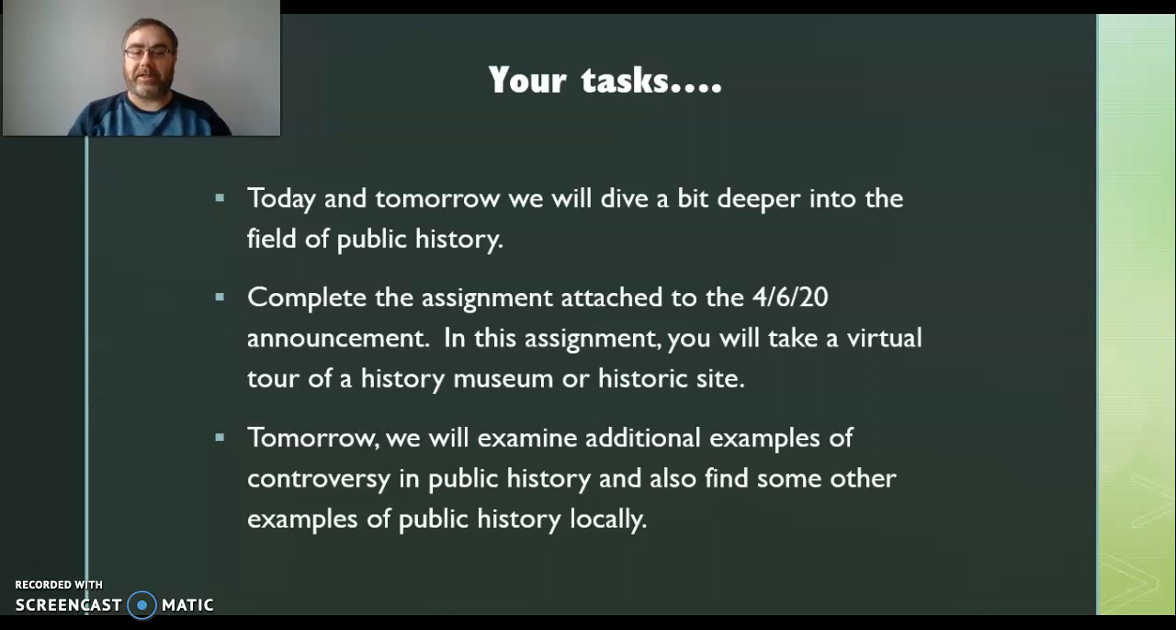Tomorrow, we're going to examine some additional examples of controversy. We're going to look at those two statues, and then you're going to do a little bit of research and maybe find some additional controversy among expressions of public history. We'll also try to find some other examples of public history locally. The Wilkes-Barre area is filled with history, and some of it's easier to find than others, and some of it might be right in front of you without you even knowing it, and we'll see what you could find.